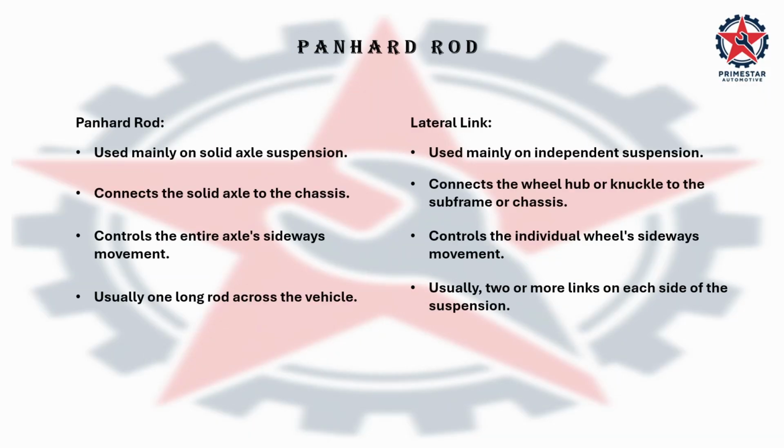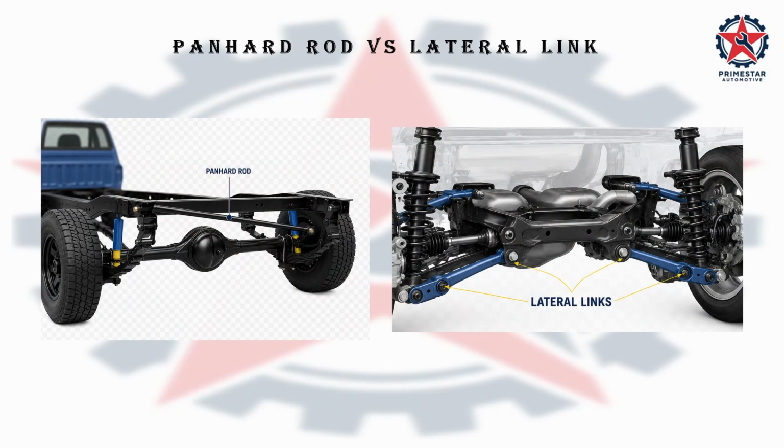Here is the key difference. A panhard rod controls the sideways position of one complete solid axle. Lateral links are mainly used with independent suspension and control the position of each individual wheel or hub carrier. They may look similar, but they are used in different suspension arrangements. Panhard rod versus lateral link.